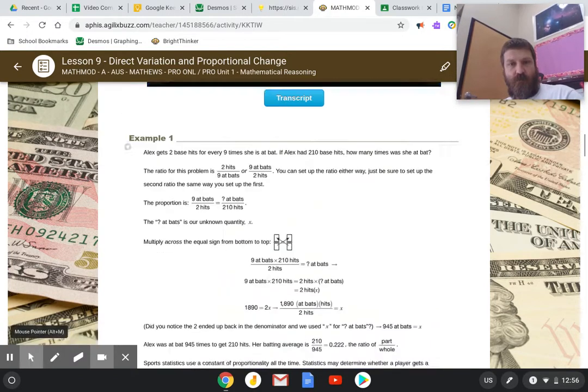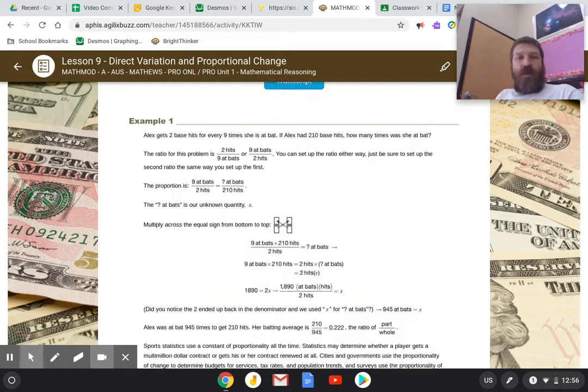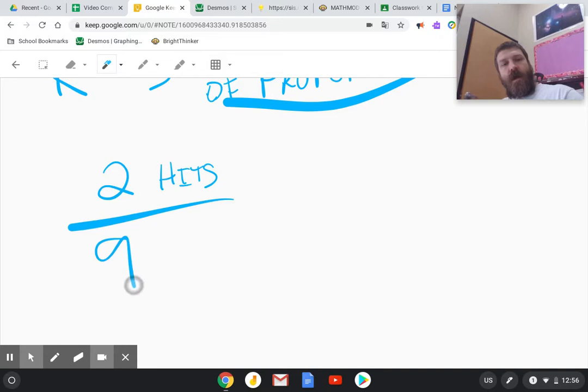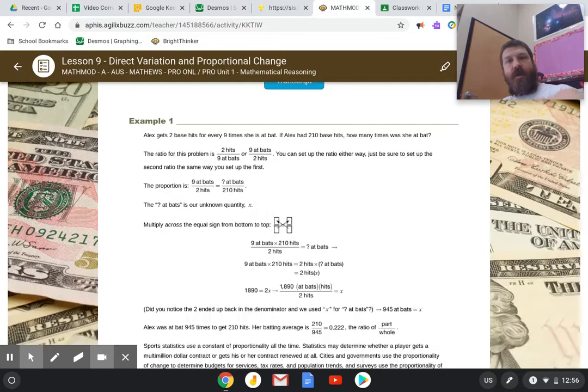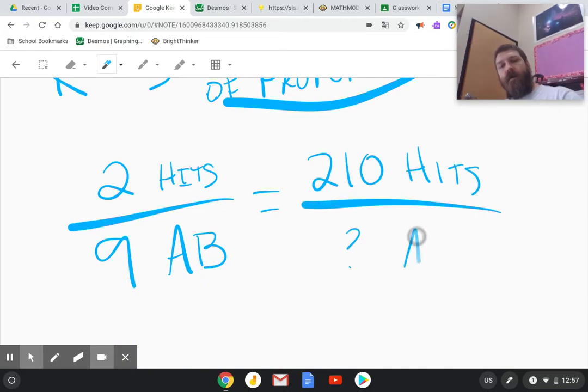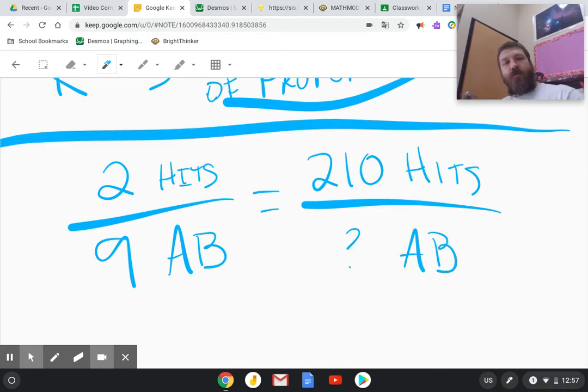So they say here, Alex gets 2 base hits for every 9 times she is at bat. If Alex has 210 base hits, how many times was she at bat? So we know that Alex had 2 hits for every 9 at-bats. And we know that Alex has 210 hits total. How many at-bats? So I've just shown you how to set up this problem.